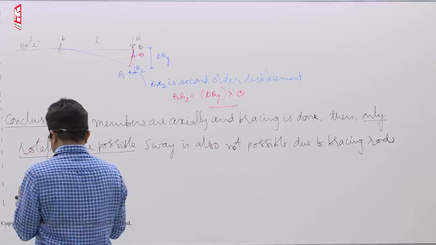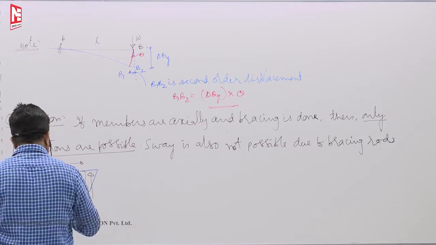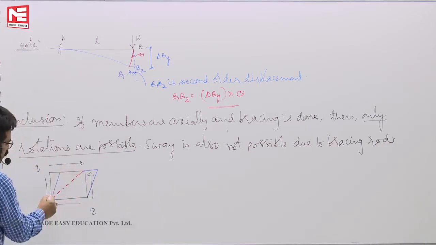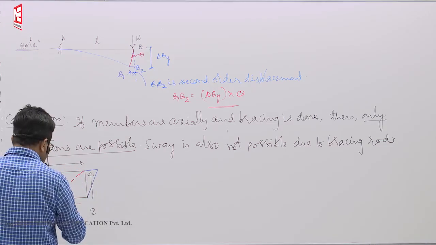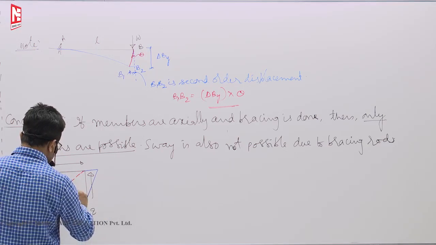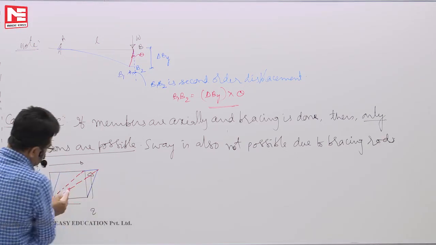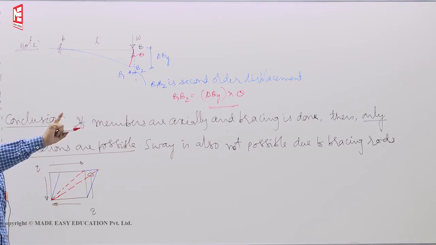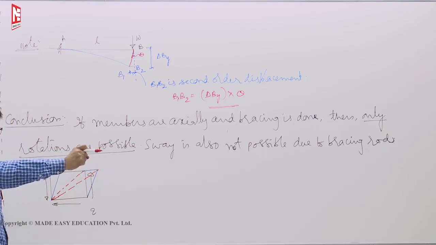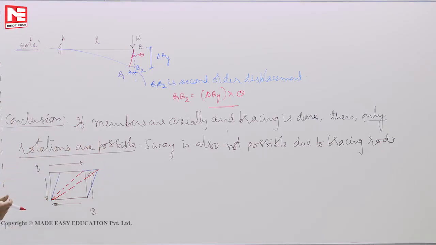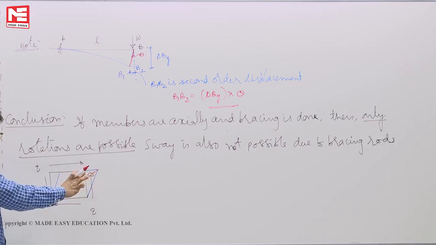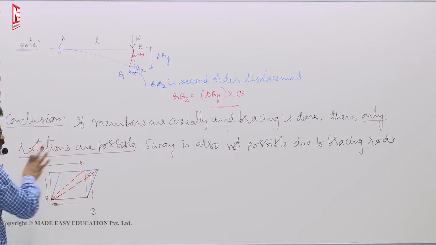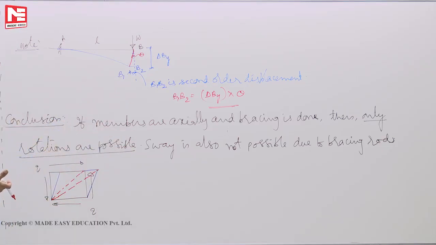Now come to this one. Initially, for the black color one, this is the diagonal. After deformation, after it sways to the right side, this length became like this. See, compared to the top dotted line, the bottom red color dotted line is longer. That means someone might have pulled that; otherwise, why would it unnecessarily elongate? That means this diagonal is under tension. Now you visualize this as a portal frame. If it sways to the right side, this diagonal is under tension.